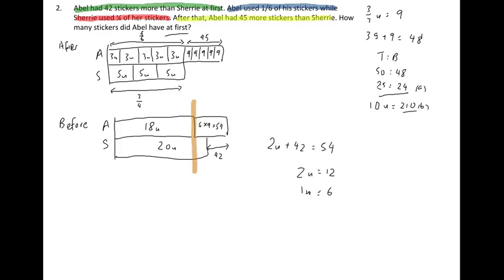How many stickers did Abel have at first? We need to find 18 units first, right? Which is 18 units how much? 108. So is this the answer? 108 plus 54, 162. Okay, remember. Anyone has any questions so far?